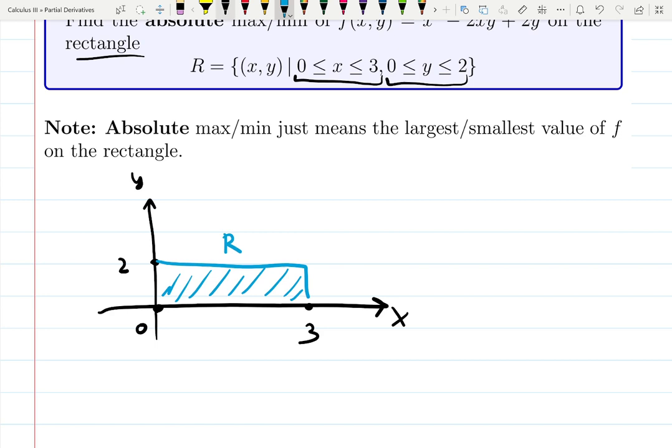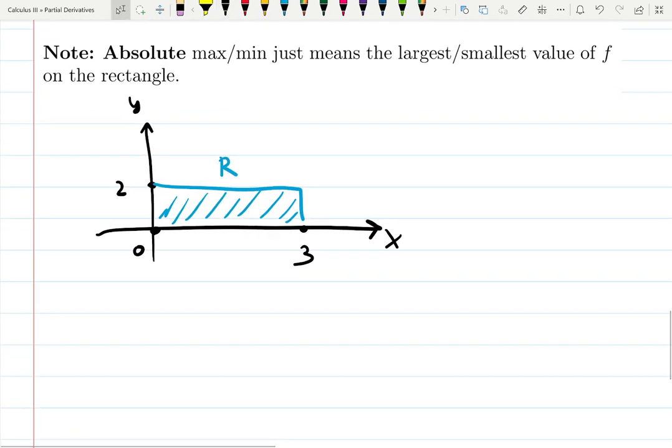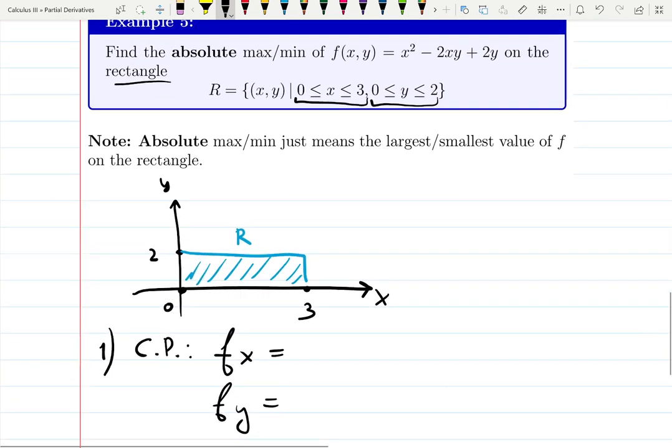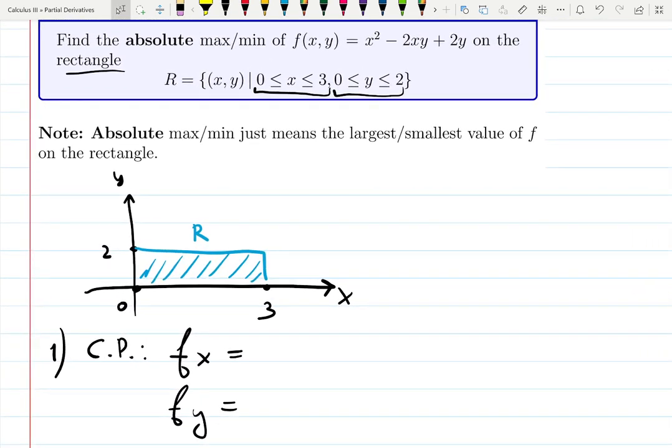How do we find maximums and minimums? Step 1 is always the same. Find critical points. How to find critical points? You find derivatives. I will go fast here because I assume you are very good at finding derivatives now. Partial derivative with respect to x. Today we're going to be undoing partial derivatives, which means integrating with respect to x. 2x minus 2y plus 0. Partial derivative with respect to y: minus 2x plus 2.